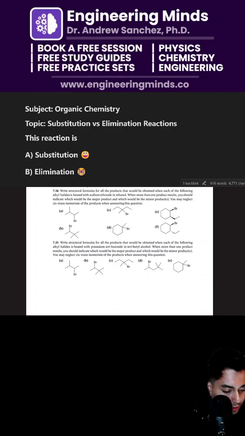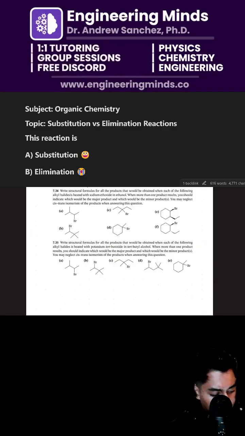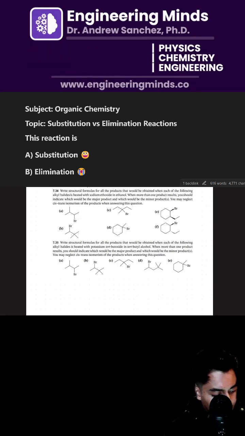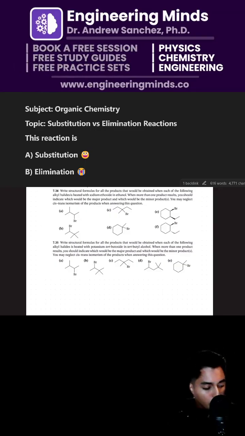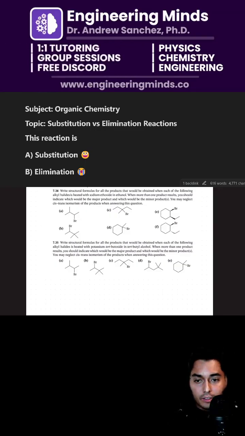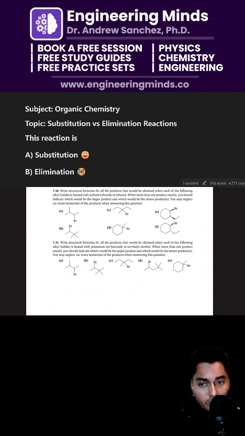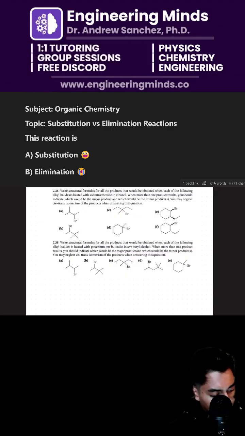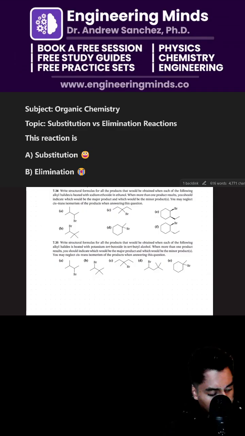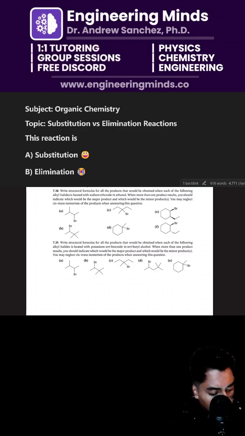Perfect. So guys, we're going to try this problem next. It says, write the structural formulas for all the products that would be obtained when each of the following alkyl halides is treated with sodium ethoxide and ethanol here. So sodium ethoxide with ethanol. We're gonna have to carefully go through each of these one by one, and when more than one product results, you should indicate which product would be major and which would be minor products. You may neglect cis-trans isomerism of the products when answering this question.